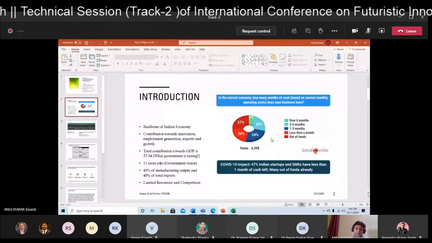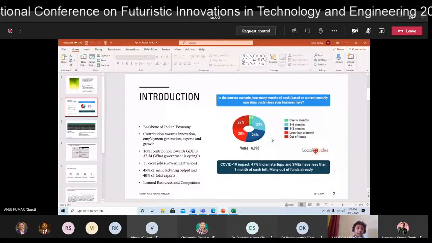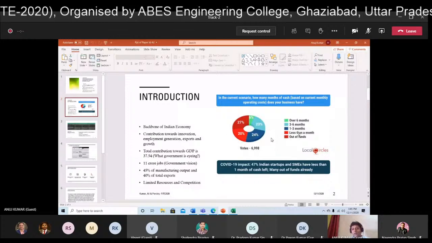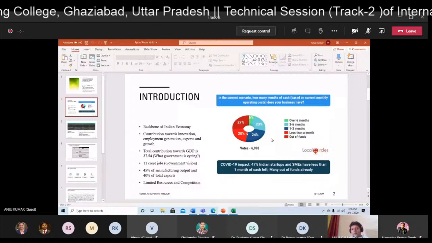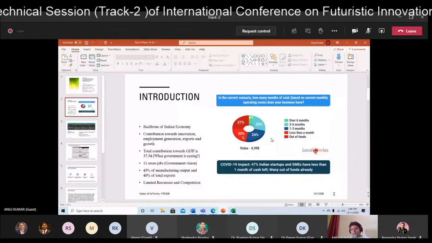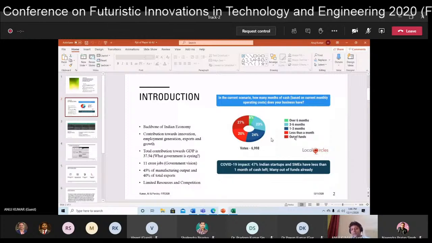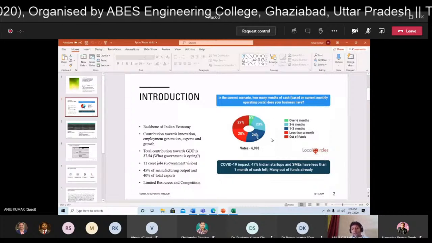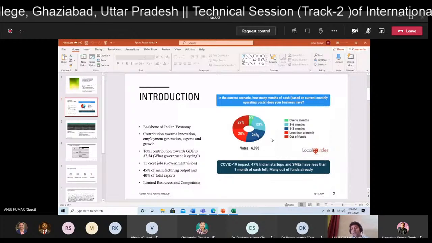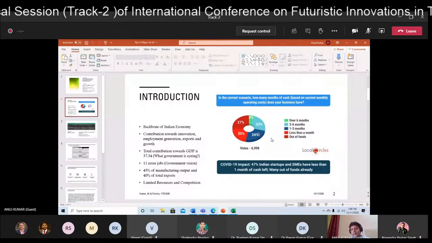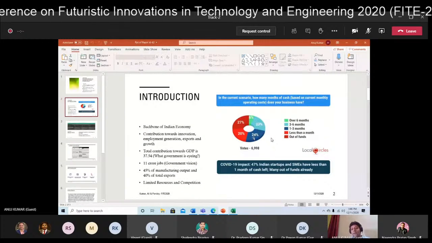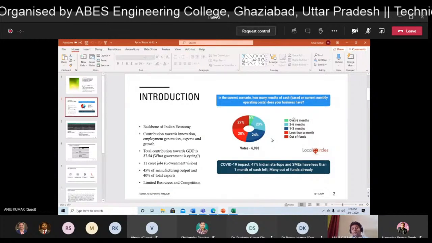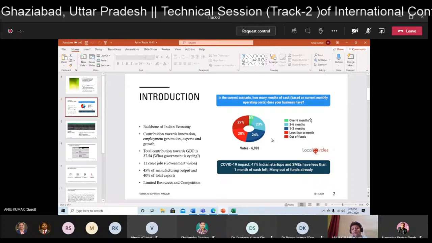With the limited resources and competition, can SMEs achieve that? The current scenario is this. Already you can see in the pie chart, after COVID, 20% of SMEs are completely out of funds, 27% have less than a month of funds, 1 to 3 months of cash only 24%, 3 to 6 months cash only 23%. So 94% of SMEs are already facing a cash crunch, and 6% have more than 6 months of cash. So what is the solution?